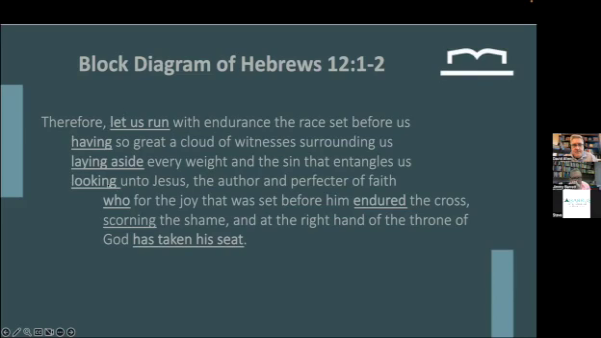Now, notice this clause right here, looking unto Jesus. Looking unto Jesus, the author and perfecter of faith, who for the joy set before him did this, that, and this, right? This is your relative clause. What is it modifying? It's modifying Jesus.